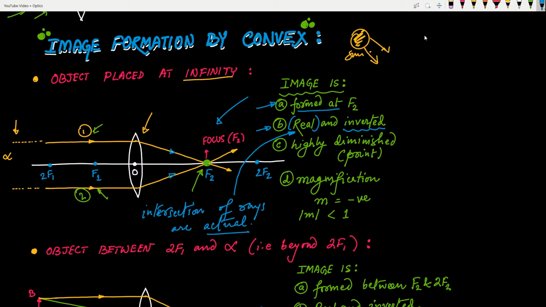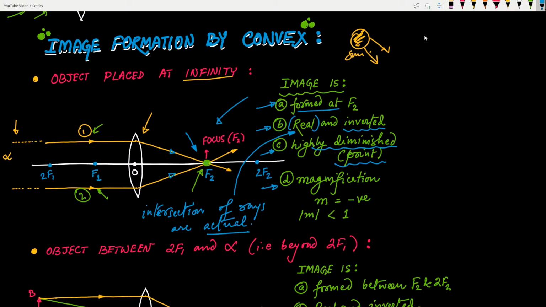Simple as that. Now, inverted: I can't explain here why the image is inverted because the object is very small. As you can see in the third point, the image produced is highly diminished, as if it is a point image. But as we look into our next ray diagram, things will become clear. So don't worry, you'll understand why it is inverted from the ray diagram. The fourth point is magnification.